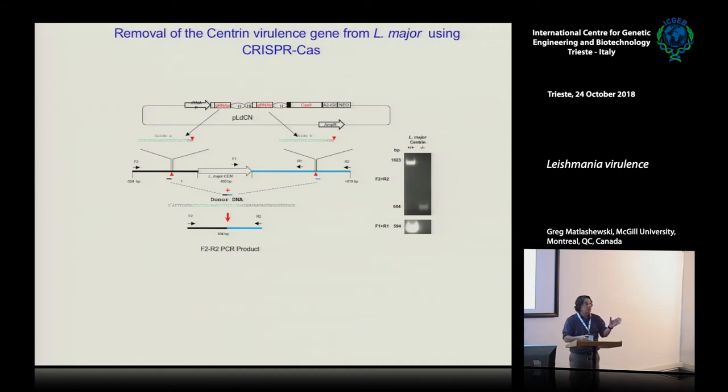But there's a problem, right? Technically, there's a problem. When you cut out the DNA and you patch it back together, you've got a culture. And in that culture, you have millions of parasites, right? Efficiency, exactly. It's not happening in all the parasites. It's happening in some. Most of them still have the gene. So how do you find that parasite that has lost the gene? It's like a needle in a haystack. How do you find the right one? You've got a culture.